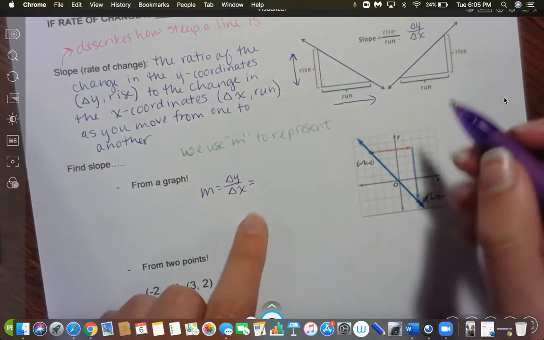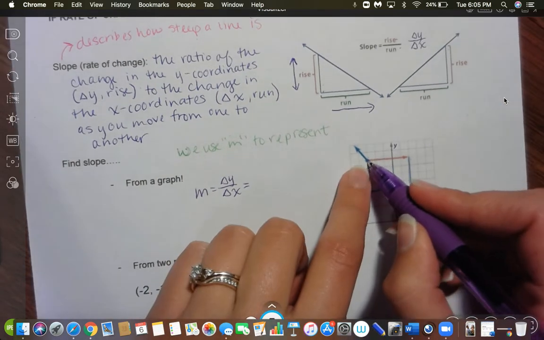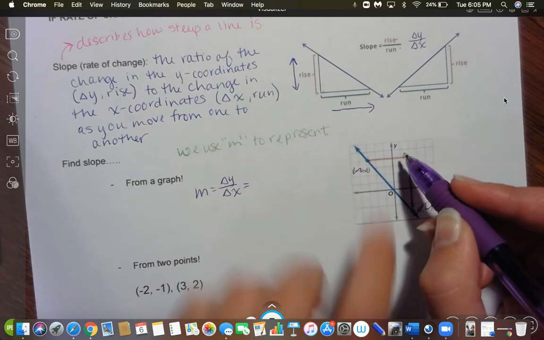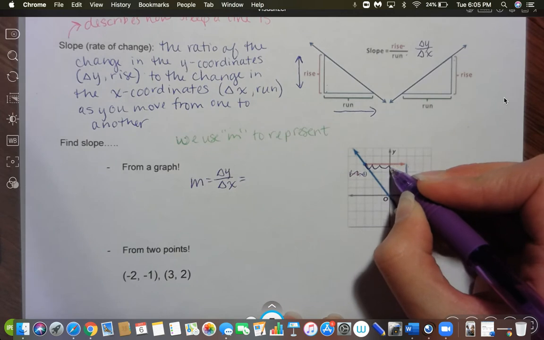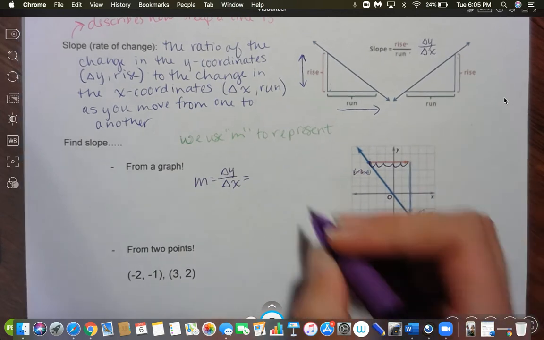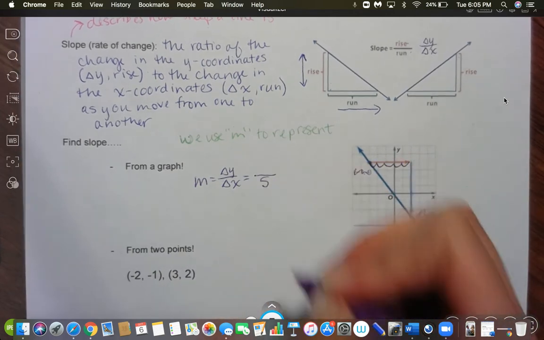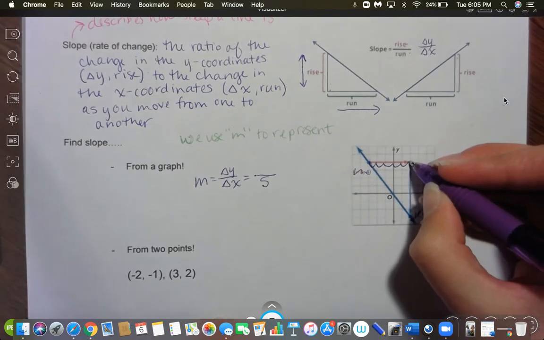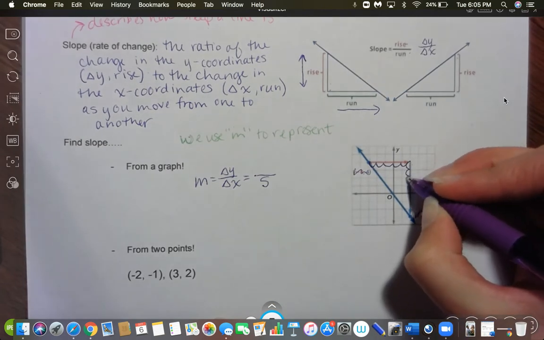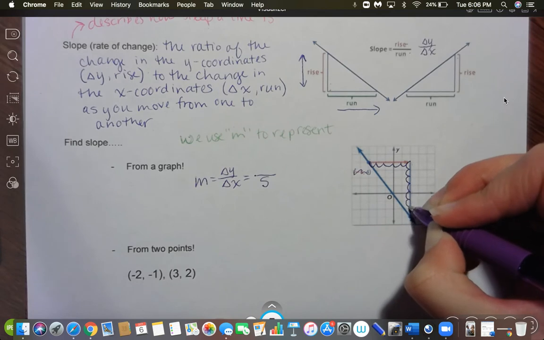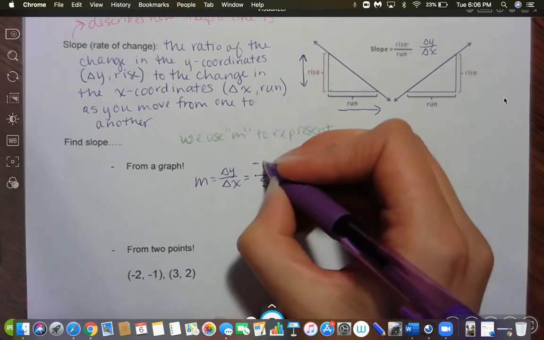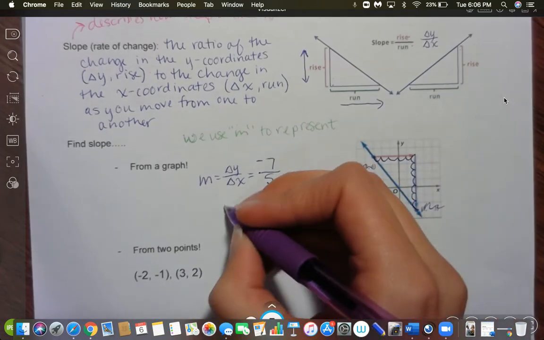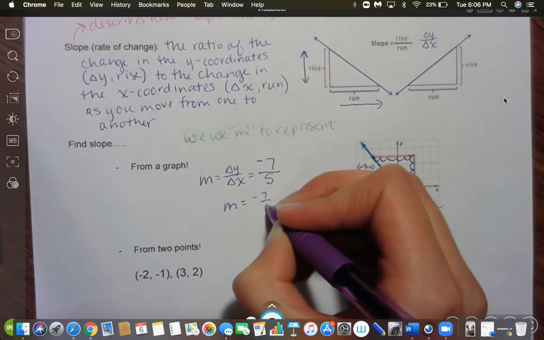Okay. We start at the leftmost. It looks like we have our change in x coming first. How many units are we moving? It's 1, 2, 3, 4, 5. So our change in x is 5. And then we look at our y. It is 1, 2, 3, 4, 5, 6, 7. But are we going in the positive or negative direction? We're going down. So it's a negative 7. So that means our slope is negative 7 over 5.